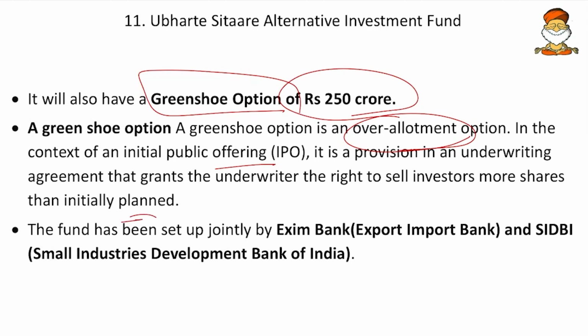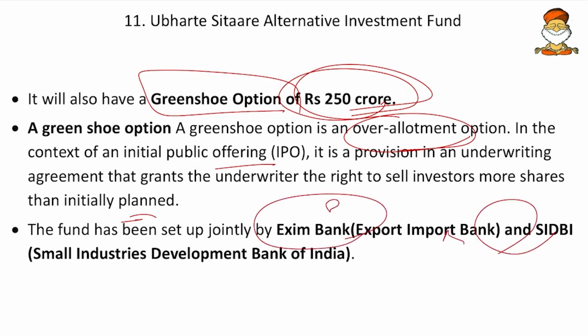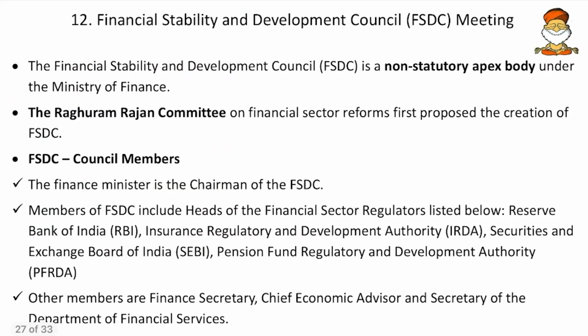Say for example, if any company has planned to issue 100 crores of shares, the alternative investment fund can say, go ahead with 150 crores. That remaining 50 crores, I will give the surety for that. So such a 250 crores green shoe option is available under this alternative investment fund. Then the fund has been set up jointly by the Exim Bank and SIDBI. So mark these as important ones. These are some of the features of Ubharte Sitaare.